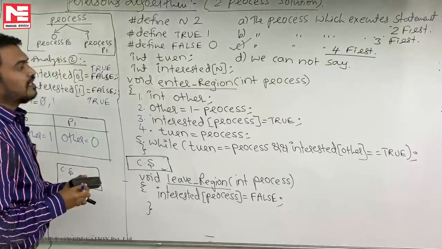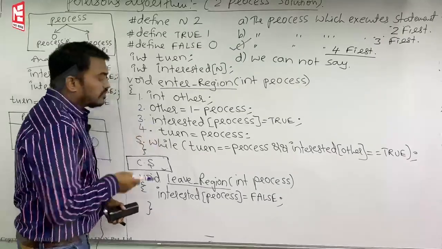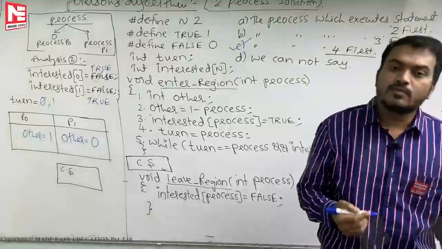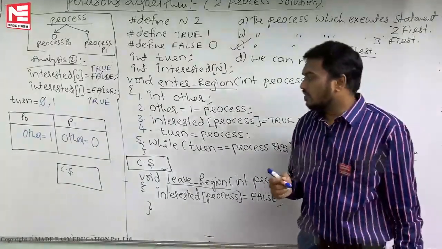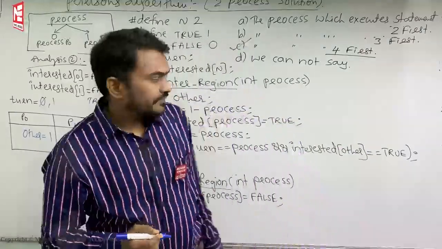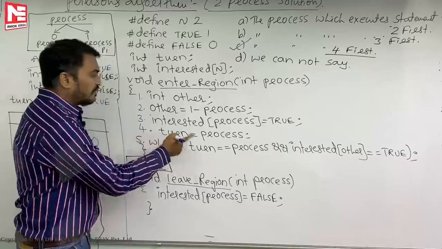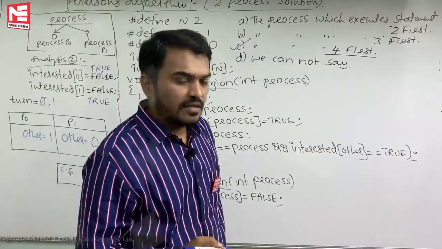Okay, listen here. The process which executes statement 4 first, only that process will enter into critical section first. जो process statement 4 को पहले चलाएगा वो पहले CS के अंदर जाएगा. So statement 4, this one, turn equal to process. I will show you the clear analysis, how that is correct.